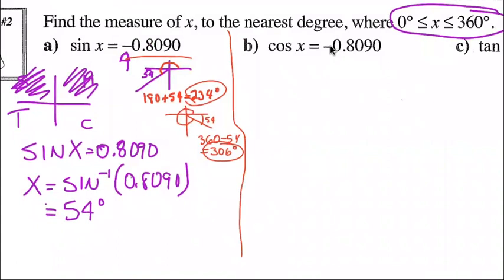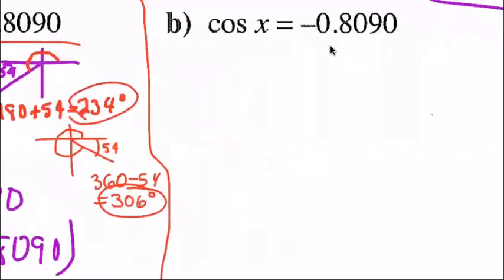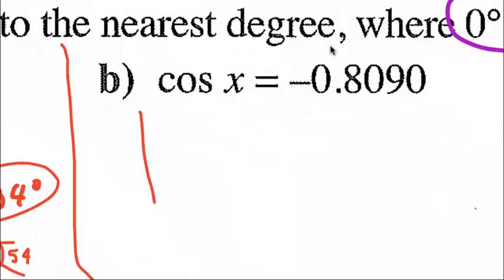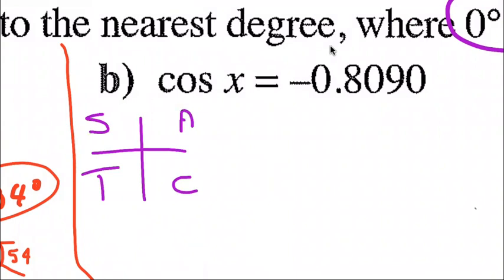Okay, example B, cosine x is equal to negative 0.8090. Again, what quadrants is cosine negative in? C, A, S, T. Well, it's not here when they're all positive. It's not in cosine positive, so it's in quadrant 2 and quadrant 3.